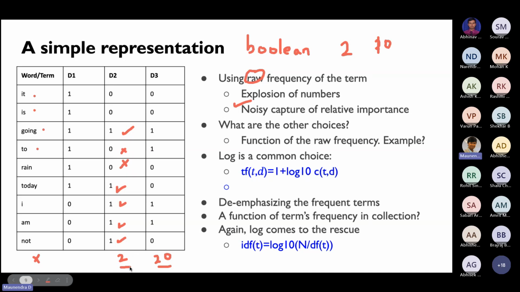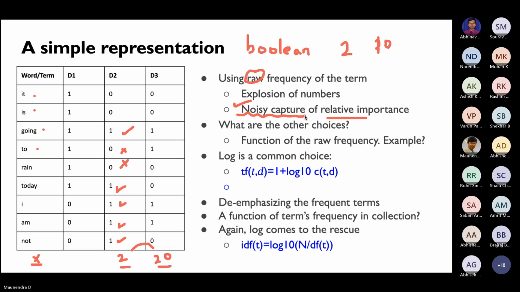Now, this is something that people say should not be the case, because whenever we keep adding a term more and more times, the marginal utility that the term has in that document diminishes actually. So it's not that this term is 10 times more important in D3 than in D2. In some sense, it captures the relative importance in a noisy way.